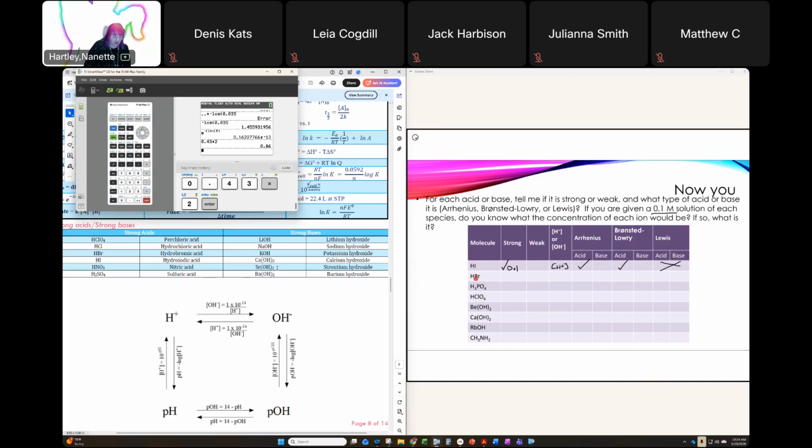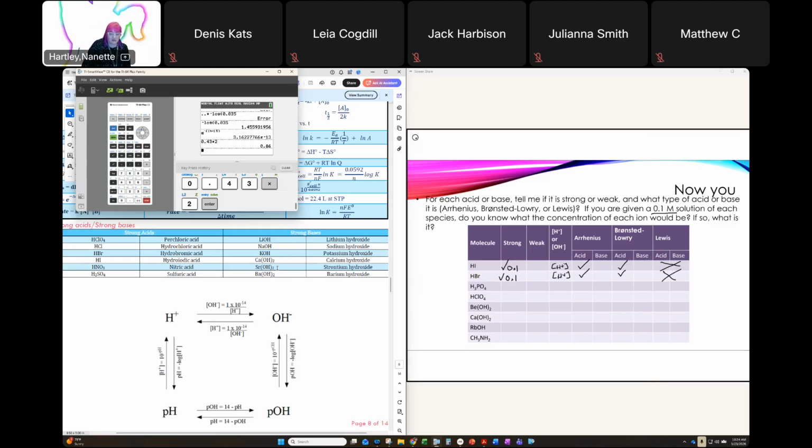We talk about HBr. Br is also a strong acid. So we still have a 0.1 molar concentration. I know that it's an H+ donor based on the structure that I have here, and therefore it's an Arrhenius acid and a Bronsted-Lowry acid because of that. It does not fit the definition for the Lewis acid or base.